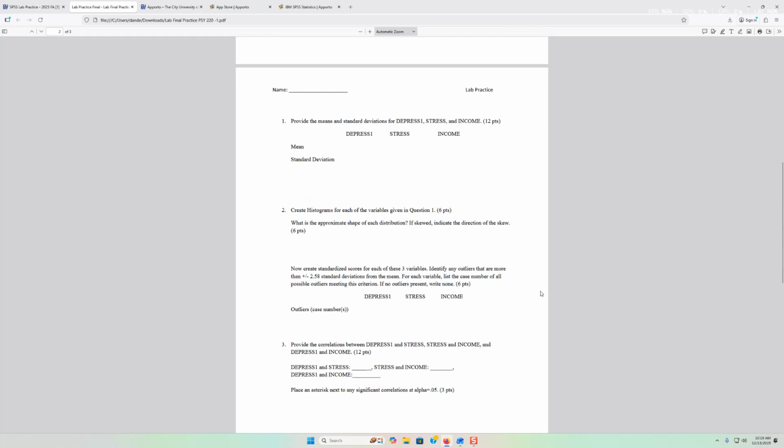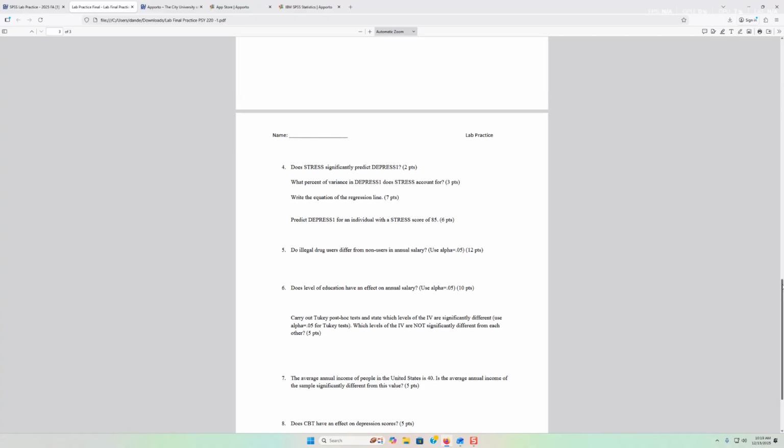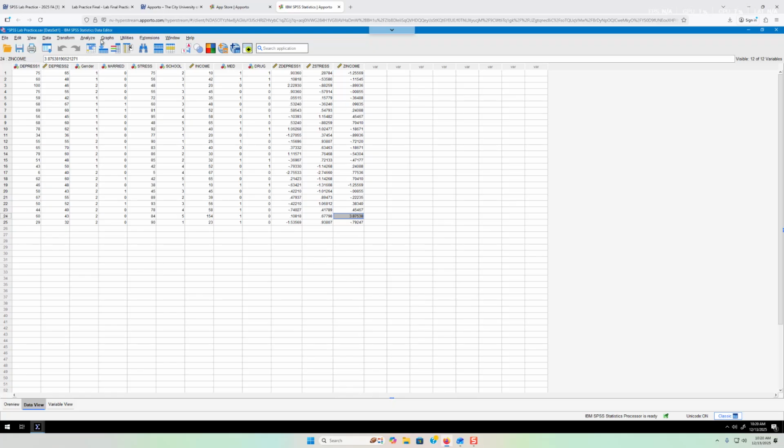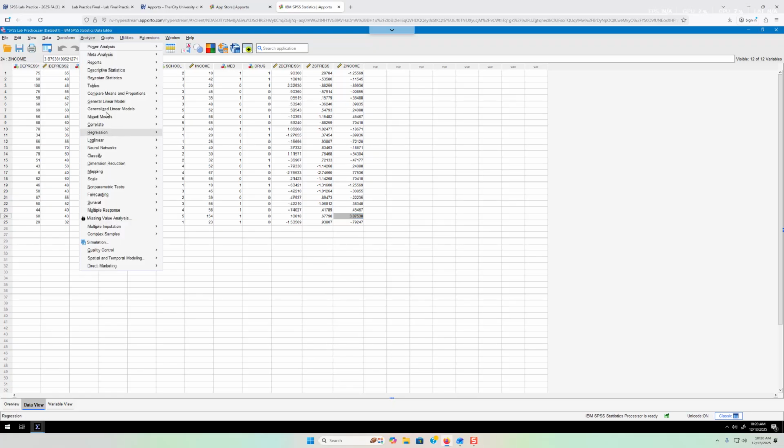Question 3, correlations between stress, depression, and income. You could do these 2 at a time, or you could do them all at once. I'm going to do them all at once, but you just have to be careful when you do them all at once that you're looking at the right thing. So analyze, correlate, bivariate.